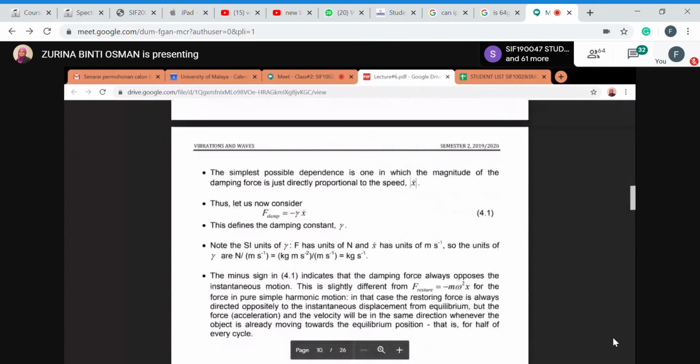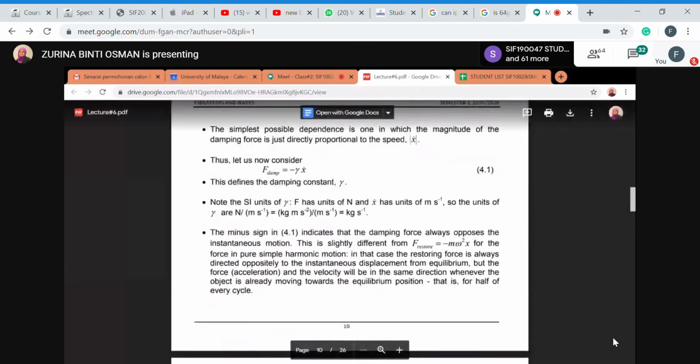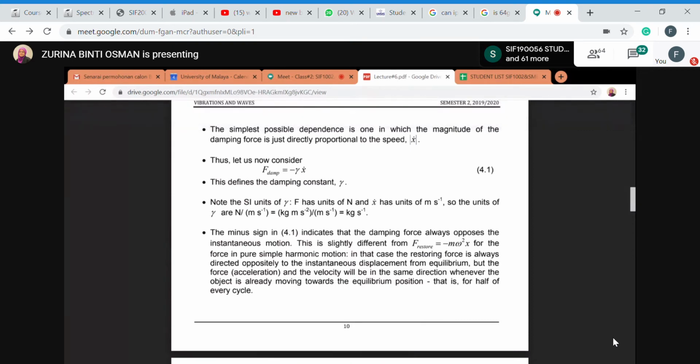The simplest possible dependence is one in which the magnitude of the damping force is directly proportional to the speed, given by the magnitude of x dot, which is the velocity or speed. Thus the damping force is equal to minus γ x dot, where γ is the damping constant.